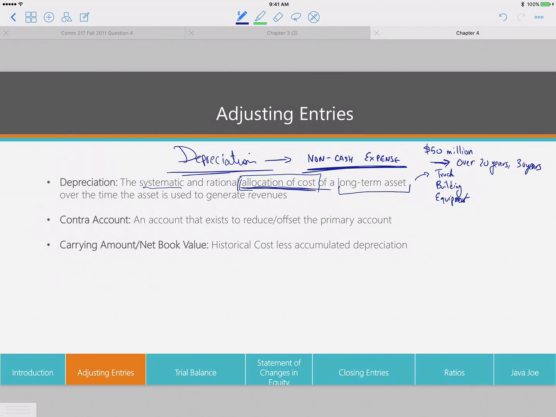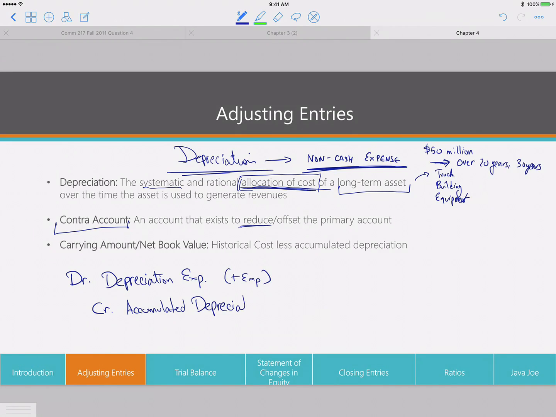It allocates cost. So before we continue talking about depreciation, we need to define what a contra account is. A contra account only exists to reduce or offset the primary account. And this is important because depreciation is a non-cash expense, and this will make sense to you. So when we record depreciation expense, we would debit depreciation expense, which is an increase in our expenses, and we credit a contra account called accumulated depreciation. And this is a contra asset, that's what the X is for. So it only exists to decrease that specific asset that is being depreciated.